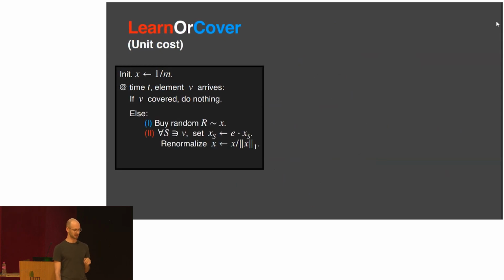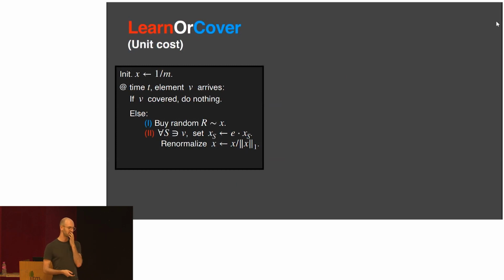Otherwise, same two-step process. Just buy a random set directly from this distribution. That's step 1. Step 2 is update this distribution. Remember last time we did this pruning step to kind of make progress? Here we're going to give it a little nudge.